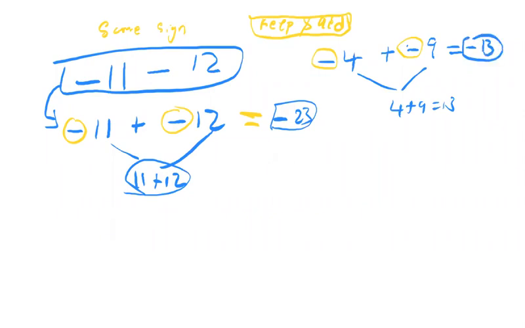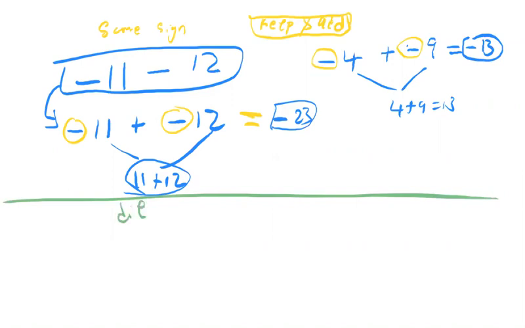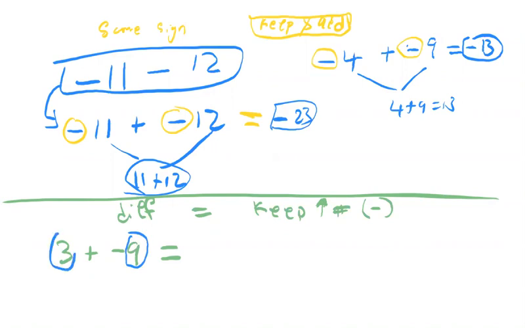Okay, so let's try different signs. With different signs, we keep the sign of the larger number and then we subtract. So we have 3 plus -9. Which number is larger? We're talking about the number. 9 is larger than 3. What's the sign of 9? A negative sign. We'll subtract the numbers. 9 minus 3 is 6.